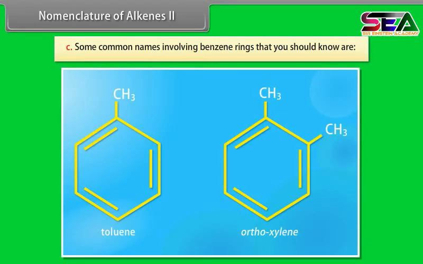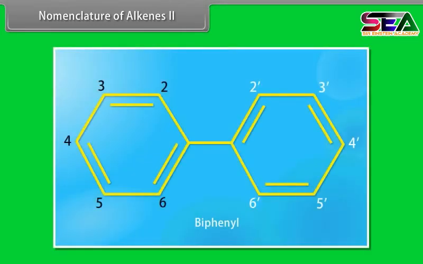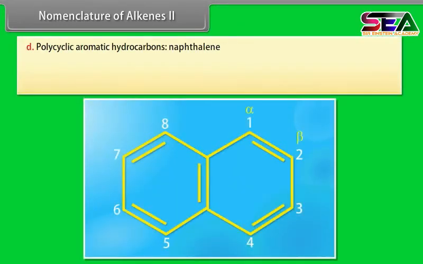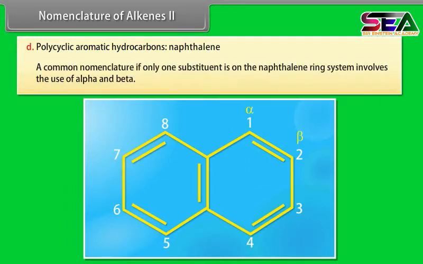Some common names involving benzene rings that you should know are toluene and orthoxylene. Biphenyl. Notice the numbering convention for this compound. D. Polycyclic aromatic hydrocarbons that you should know are naphthalene. A common nomenclature if only one substituent is on the naphthalene ring system involves the use of alpha and beta.